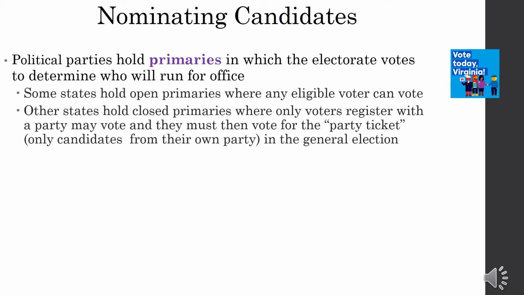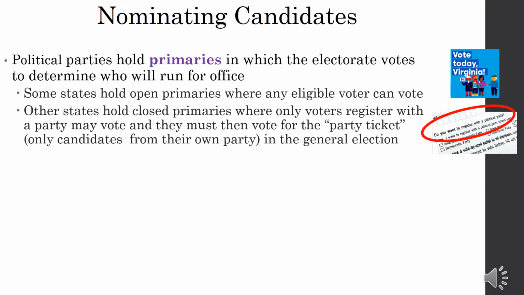Other states hold closed primaries, where only voters registered with a party may vote, and then they must vote for the party ticket. Only candidates from their own party when they vote in the general election. Their registration looks like this. Do you want to register with a political party? If you check yes and you pick a party, you've earned the right to vote in that party's primary. But when it comes to the general election, you're voting for the candidate from your party.